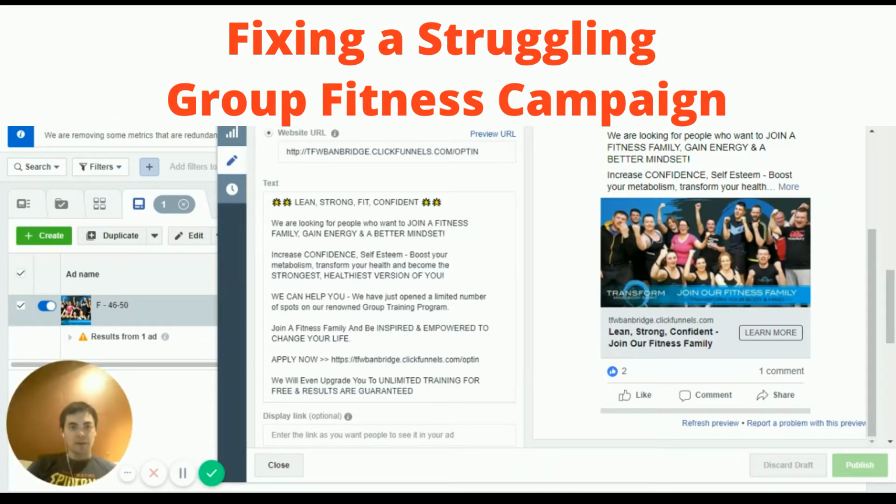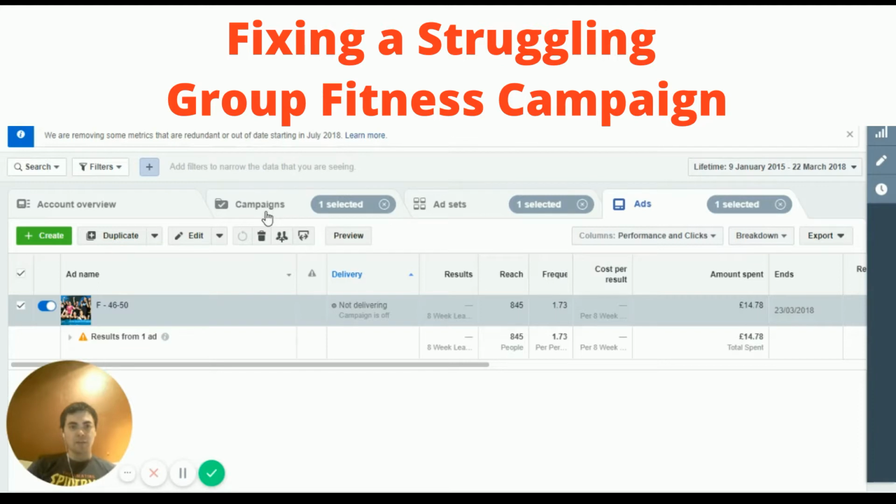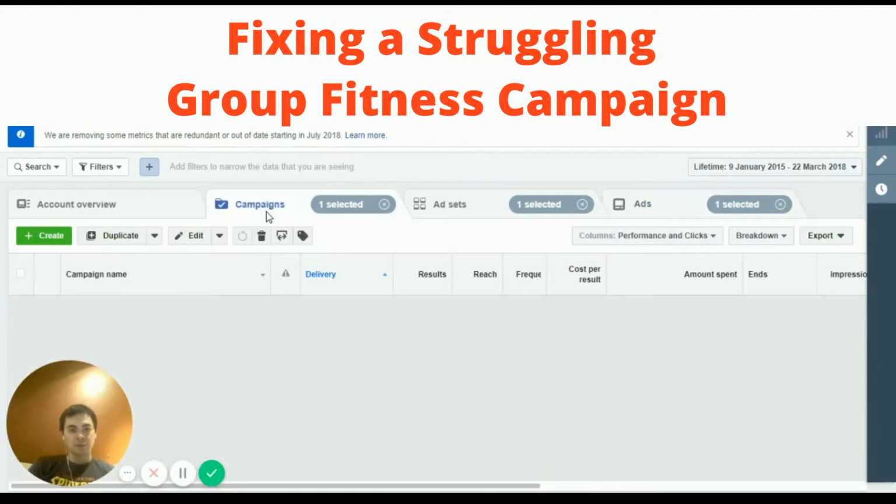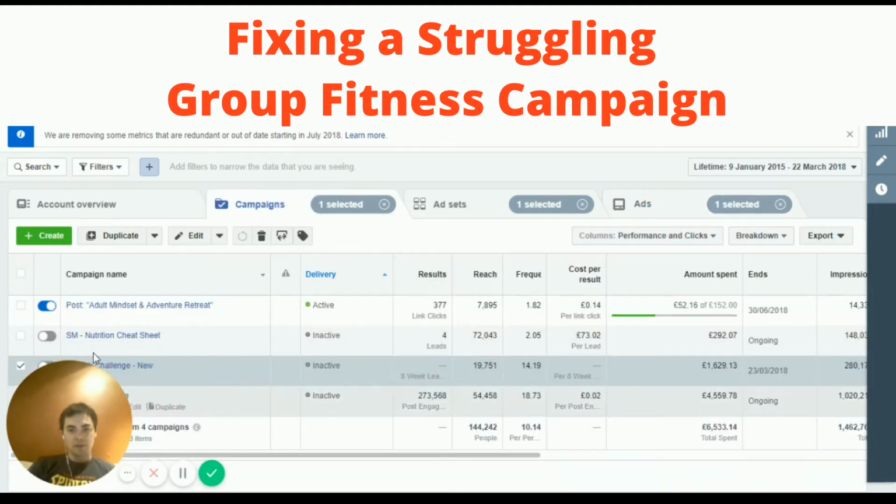So let's pop back out here. And I think if you can fix that, you're going to be just fine, because you're paying way too much per lead, I think, and not getting the results you want with the money that you're spending.